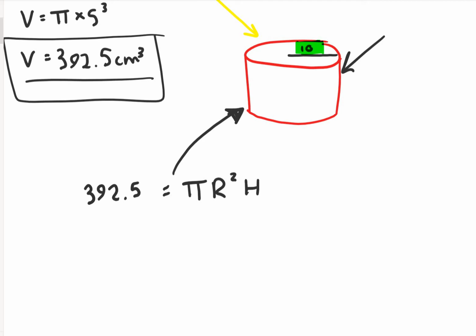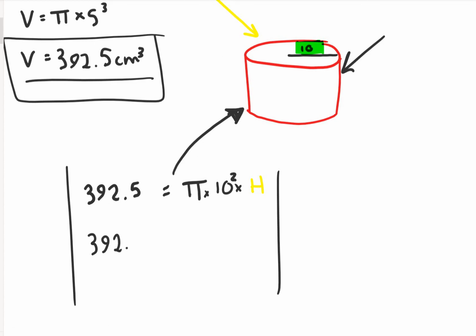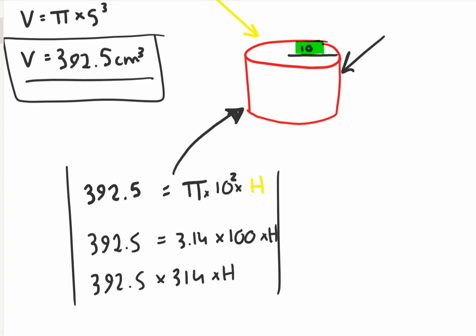I know the radius. The radius is 10, I'm given it. I don't know the height. Now, we have here an equation with one unknown, and that unknown is h. And if I have one equation and one unknown, I can solve it easily enough. So 392.5 equals pi, we'll change that to 3.14, multiplied by 10 squared, which is 100, multiplied by h. So this is 392.5 equals 3.14 multiplied by 100, which is 314, multiplied by h.